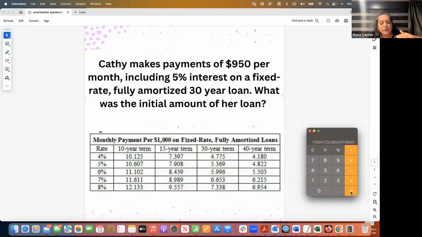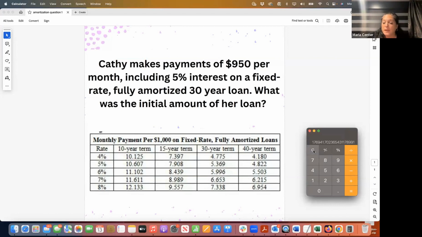Now, we know that the chart tells us the monthly payment per $1,000 on a fixed rate, fully amortized loan. So what we're trying to figure out is how many thousands of dollars. So we're going to go to the chart. We're going to find our 5% because it tells us in the question that's what her interest rate is. We're going to follow it on over to the 30 years. We're going to go down and see it's 5.369. $5.369 is how much Kathy has to pay back per month for every $1,000 that she borrowed.